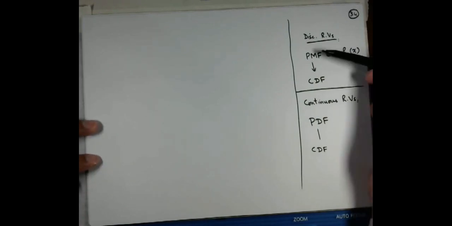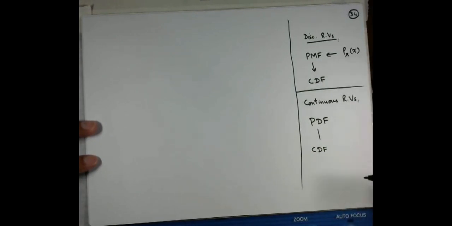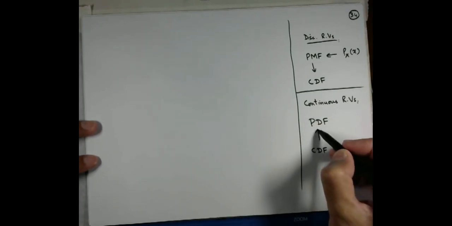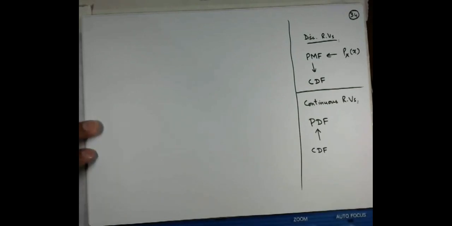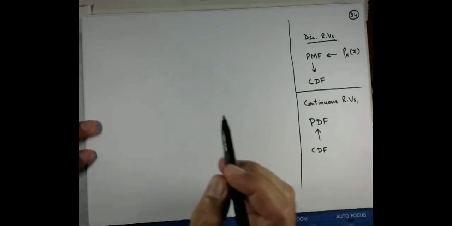But the path that we followed in discrete random variables was as such. Initially we developed PMF, and then from there on we developed the concept of CDF. But here we'll first develop the concept of CDF of a continuous random variable, and from there we'll see how we can obtain the PDF, or the probability density function, of a continuous random variable.